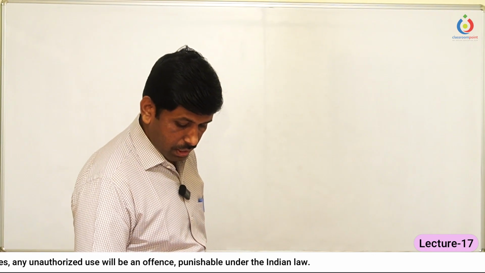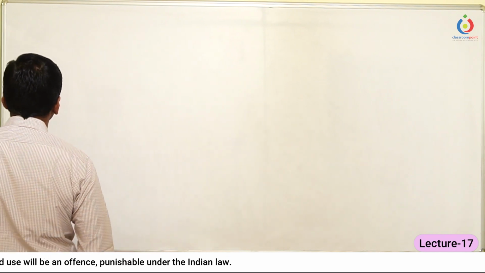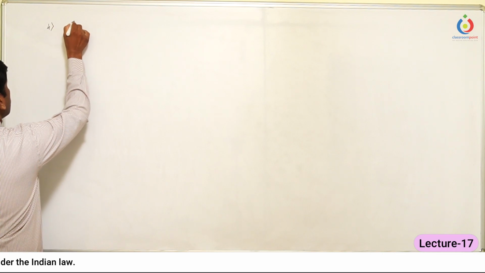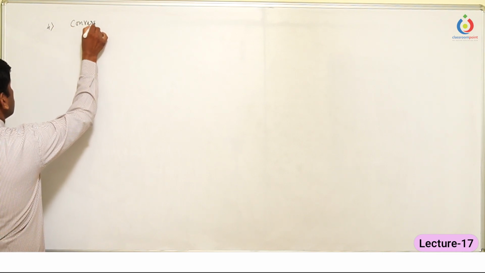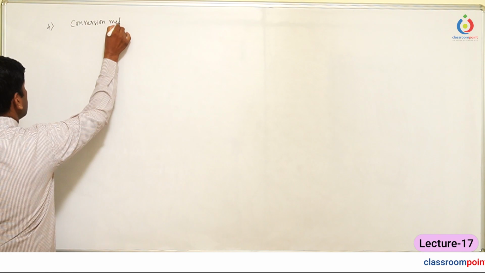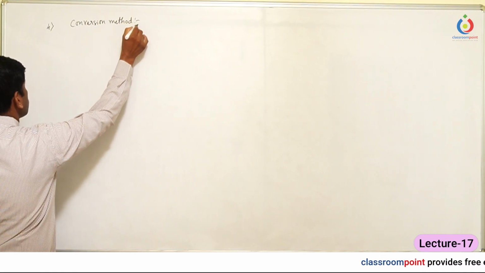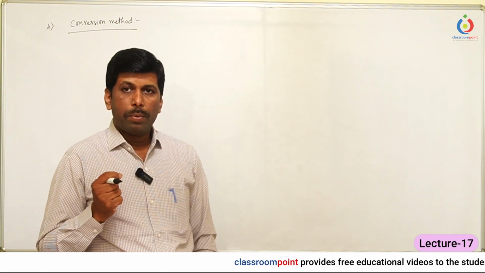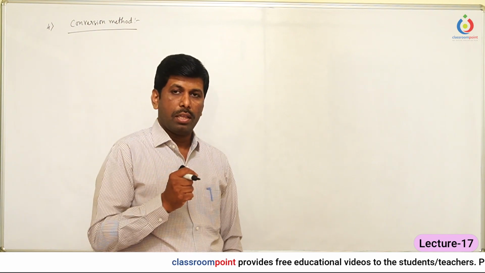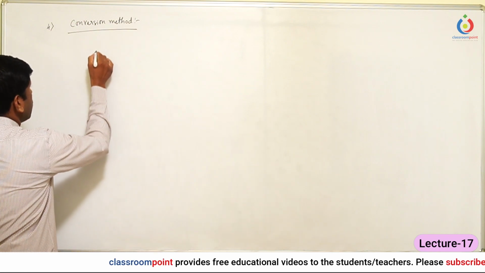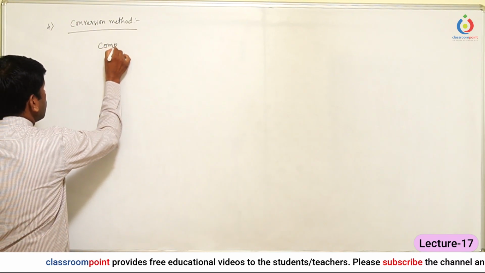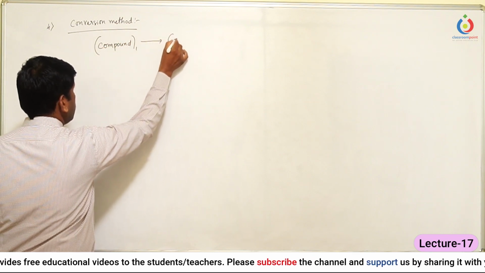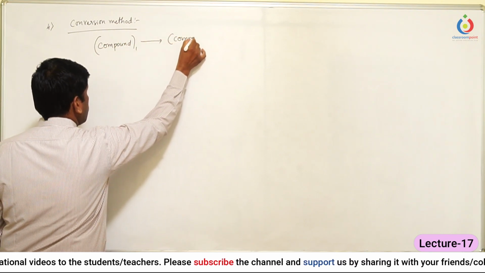So the next concept, the fourth concept, is the conversion method. In this conversion method, one compound is converted into another compound. So here we can write that compound 1 is converted into compound 2.